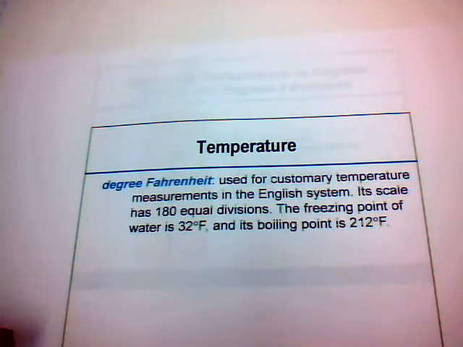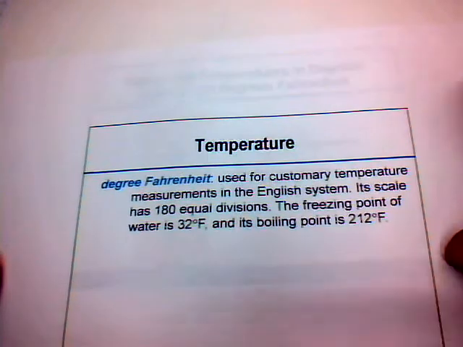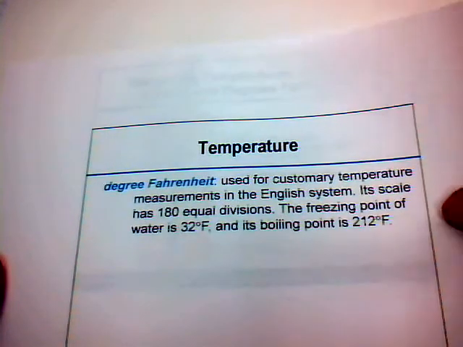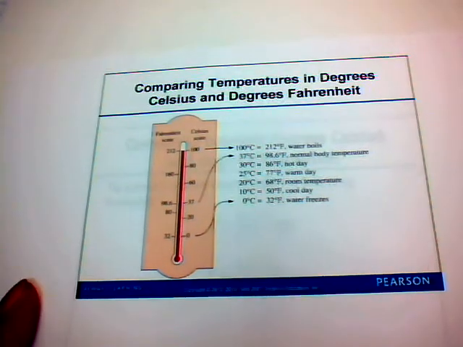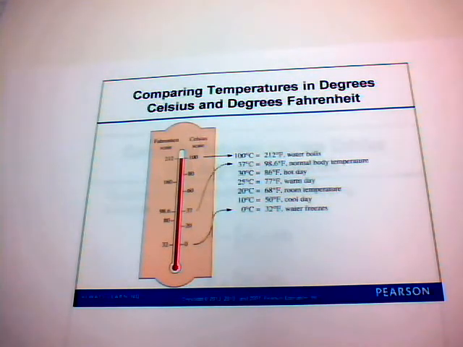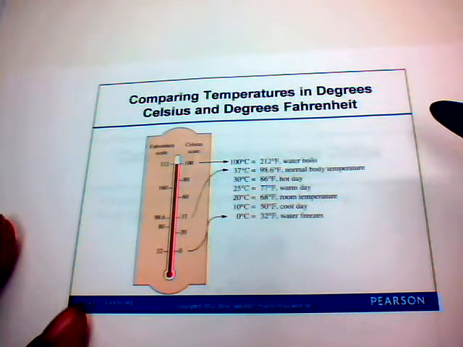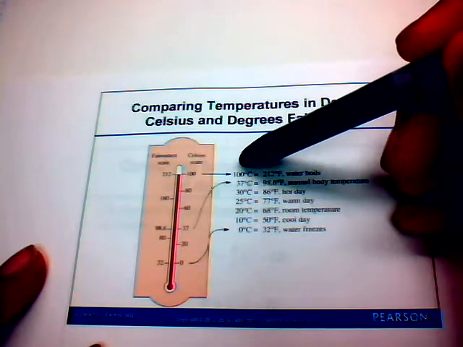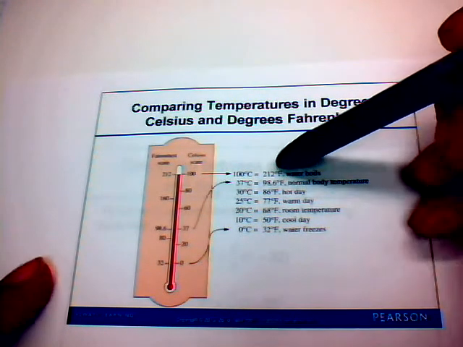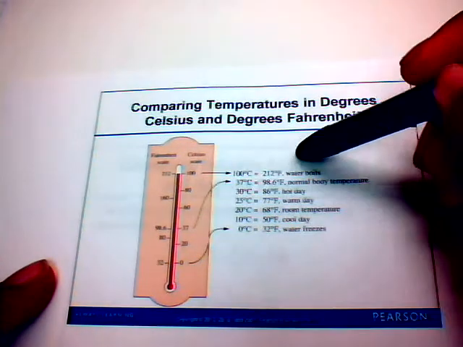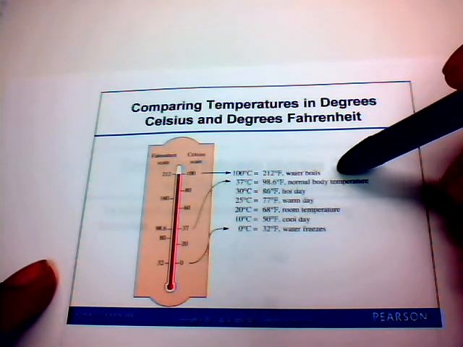And then we have degrees Fahrenheit, which is used in the English system of measurement. This scale has 180 equal divisions, so the freezing point of water is 32 degrees Fahrenheit, and its boiling point is 212 degrees Fahrenheit. And here we can compare temperatures in degrees Celsius and in degrees Fahrenheit. Now, 100 degrees Celsius is the same as 212 degrees Fahrenheit. That's the temperature where water boils.